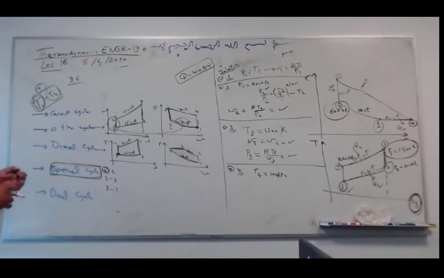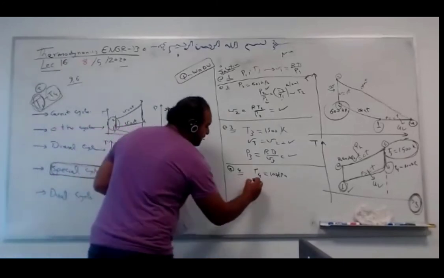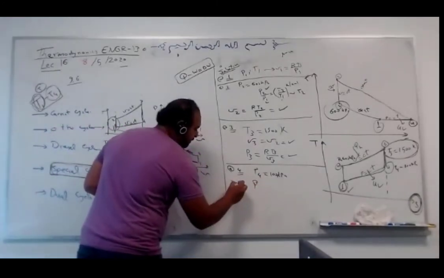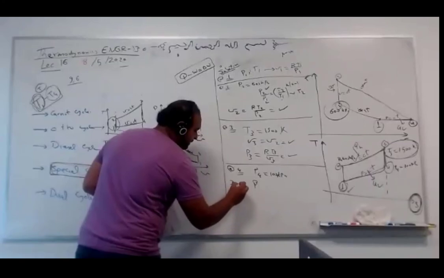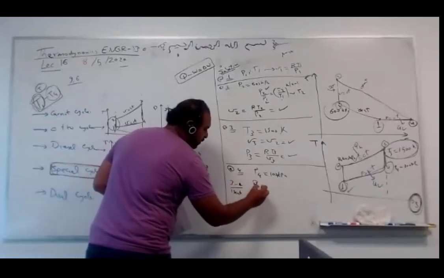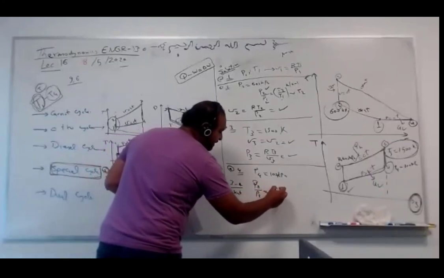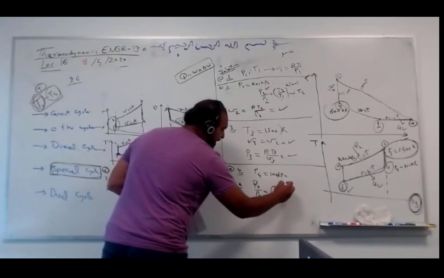What is a vertical line in a TS diagram? Constant entropy. Which is called what? Isentropic. Constant entropy. Isentropic. So 3 and 4, isentropic. So P3 over P4 equals T3 over T4 to the K over K minus 1.